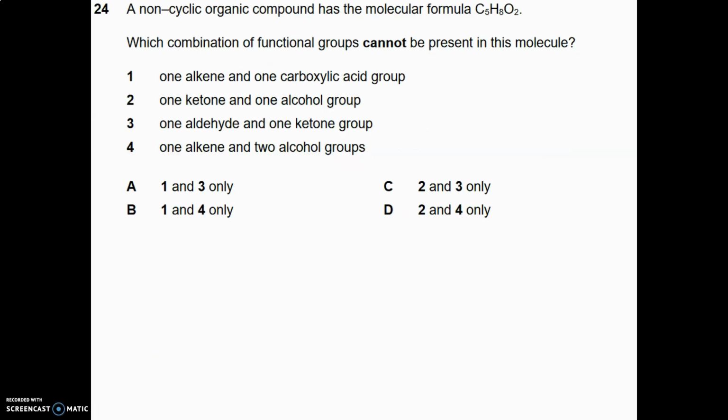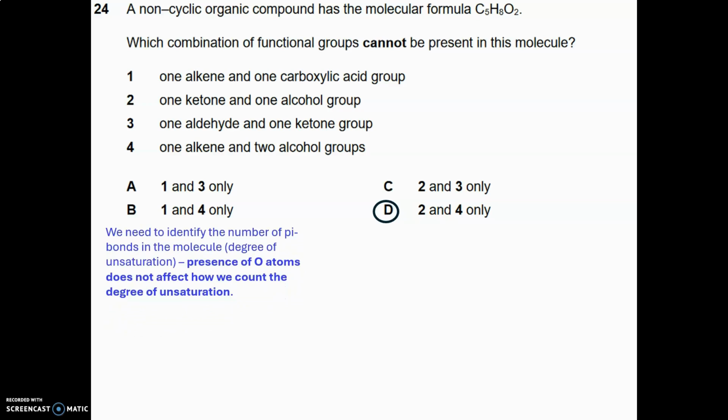Okay, question 24. A non-cyclic organic compound is C5H8O2, which functional groups cannot be present in the molecule? The answer here is D. So to explain why it's D, I need to bring in a term called the degree of unsaturation, which measures the number of pi bonds in the molecule. And it's important to note that the presence of oxygen atoms does not affect the degree of unsaturation in a molecule.